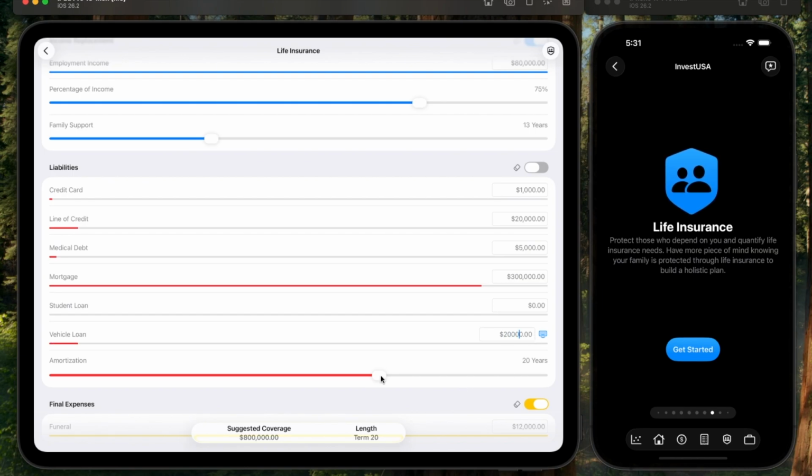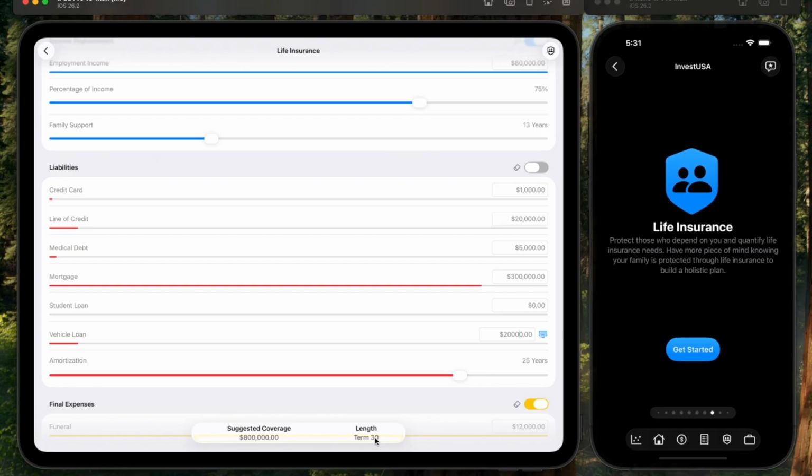Now you purchased a 30-year mortgage 5 years ago, so you're going to want to put the amortization left on that debt at 25 years. At this point, you can see the length of the policy is turning to a term 30. You should have a timeline that covers more than the amortization of your debt.